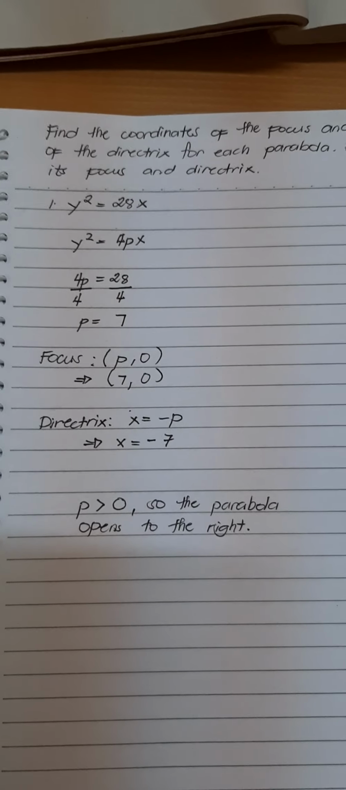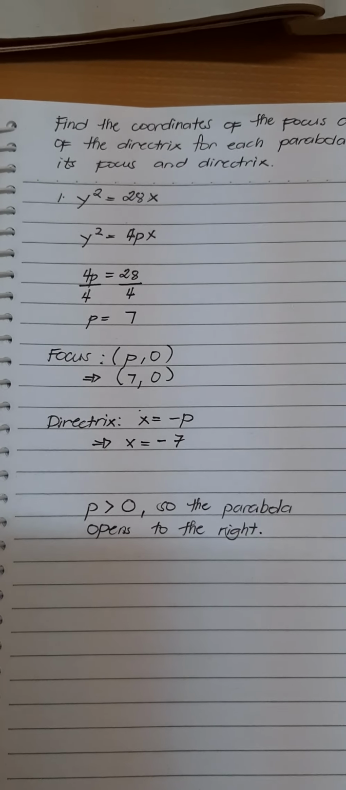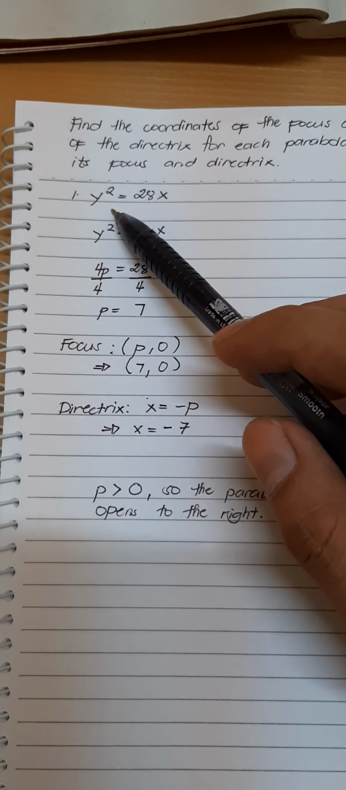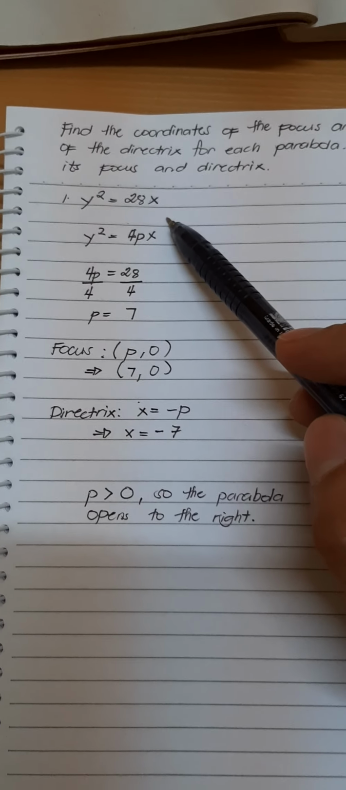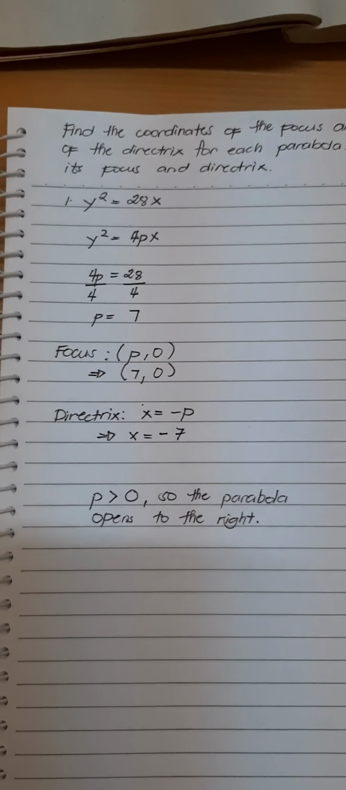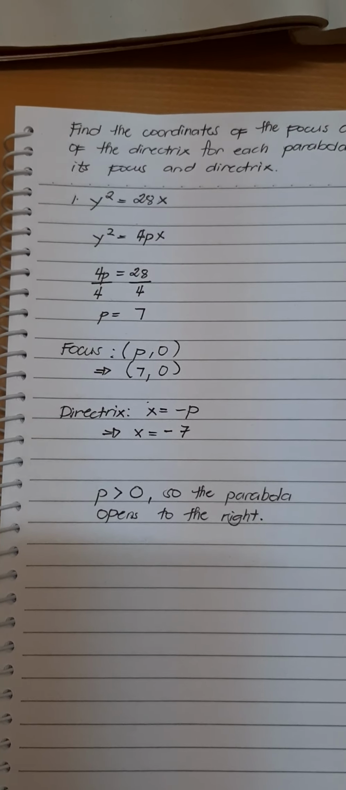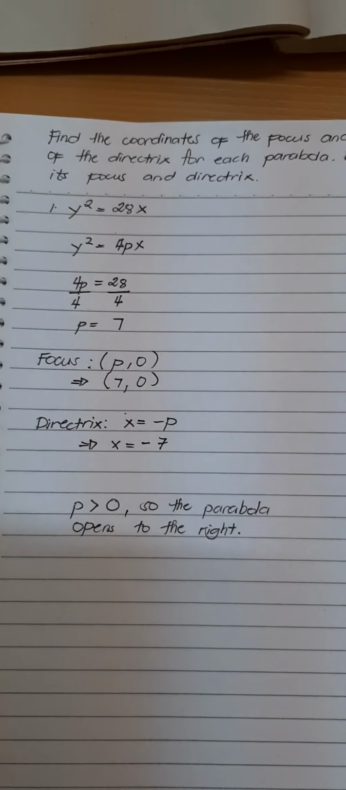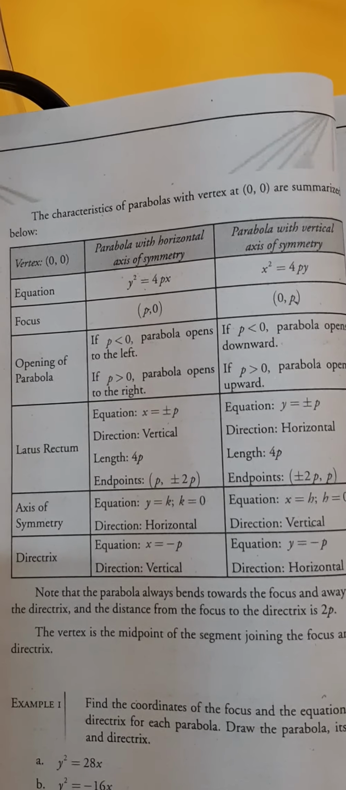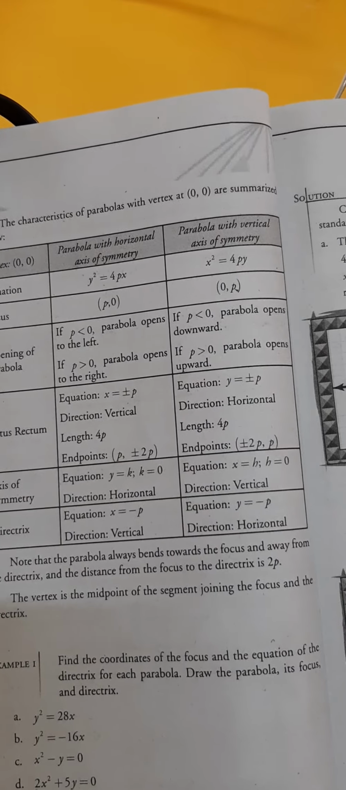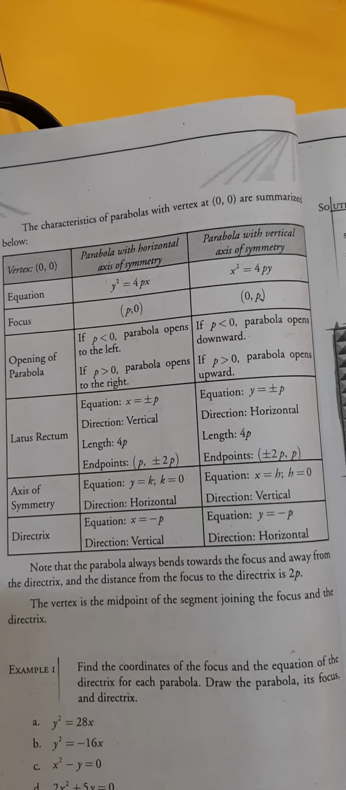And for the directrix, the equation is equal to negative p, and the direction is also horizontal. Okay, we will consider this first example for the parabola with a vertex at 0, 0. We have y squared is equal to 28x, and all we need to do is to find the coordinates of the focus and the equation of the directrix, and after that, we need to graph the curve or the parabola, its focus, and directrix. But before anything else, I just want to remind you that you should be familiar of the things seen in this table, because this will guide you on how to solve the given equation or problem.